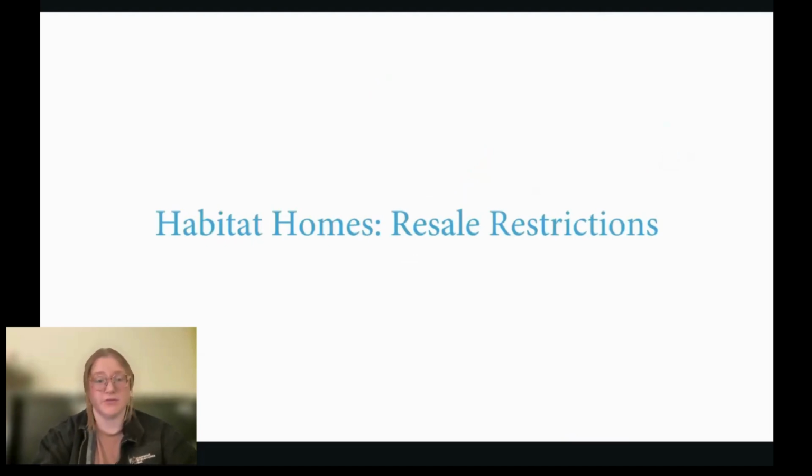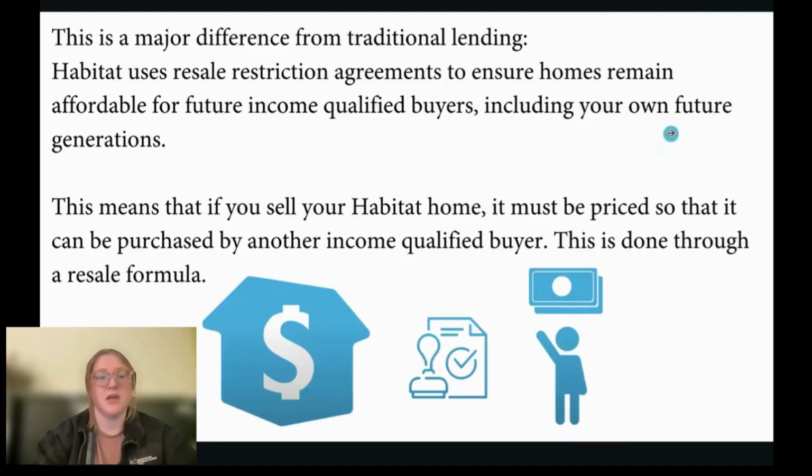And then we have some resale restrictions. There is a major difference with traditional home buying and Habitat home buying in that Habitat uses resale restriction agreements to ensure that homes remain affordable for future income qualified buyers, including your own future generations. So this means that if you sell your Habitat home, it must be priced so that it can be purchased by another income qualified buyer. And this is done through a resale formula.